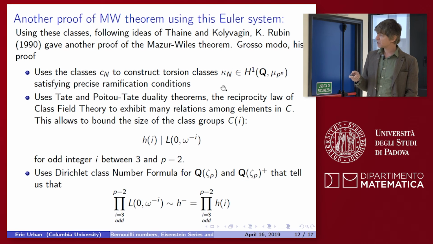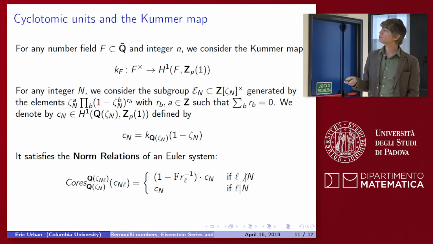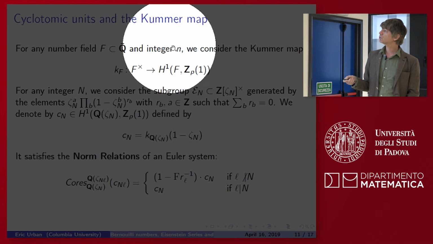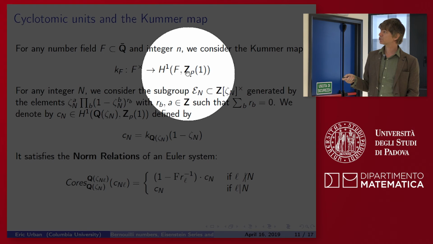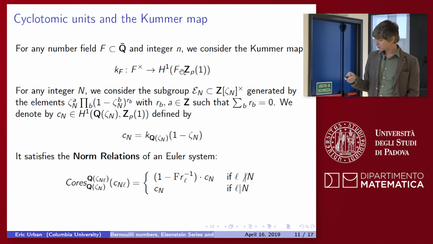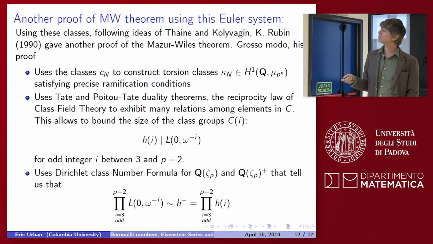So theta n belongs to this cohomology group here, when F is Q of theta n. So it has no torsion here. This is just a torsion-free module, no p-torsion. But it is over Q of theta n.